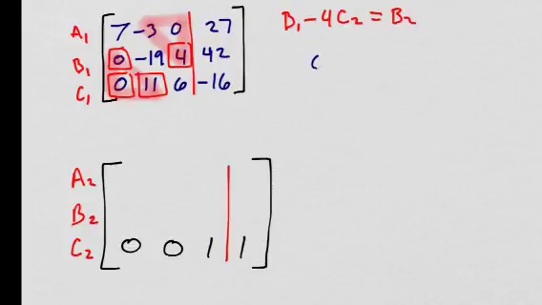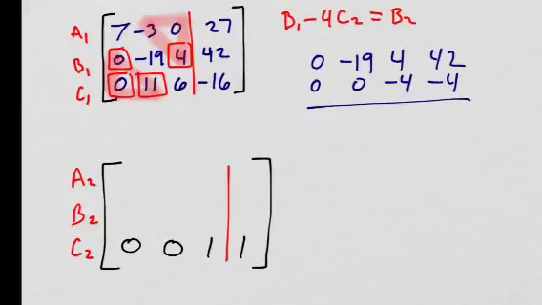Alright, B1 is 0, negative 19, 4, and 42. Now, our newest C row, C2 times negative 4: 0 times negative 4 is 0, 0 times negative 4 is 0, 1 times negative 4 is negative 4, and then negative 4. And now we can add: 0 plus 0 is 0, negative 19, 0, that's what we wanted, and 42 minus 4 is 38.